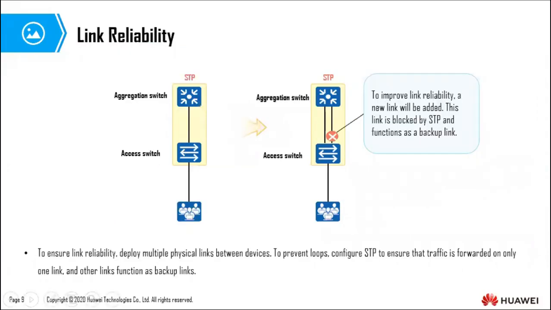Then link reliability. Link reliability is the other way to improve your network reliability. So just having more than one link to avoid what we call the single point of failure. So you deploy multiple links. Of course, again, a loop can form here, so you have to deploy STP to prevent loops from occurring.